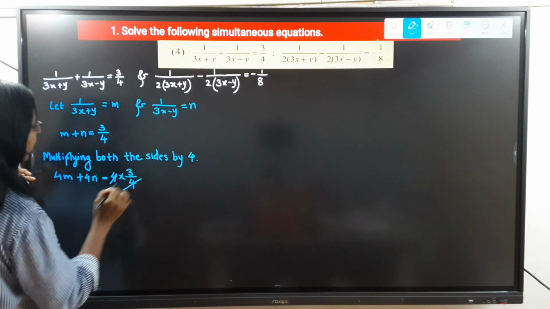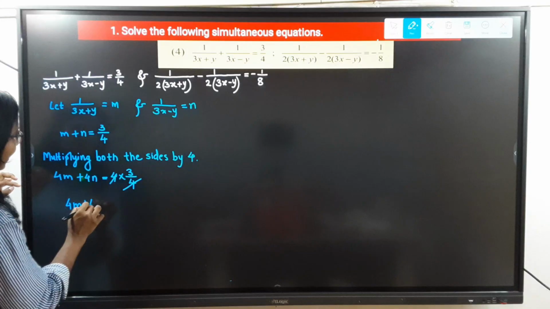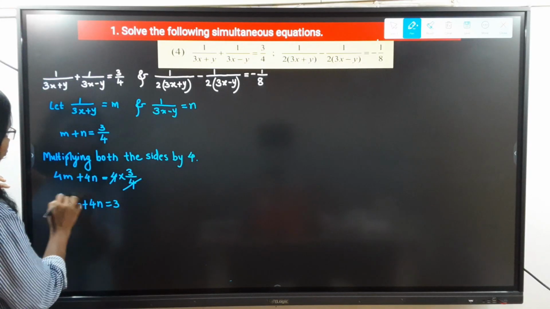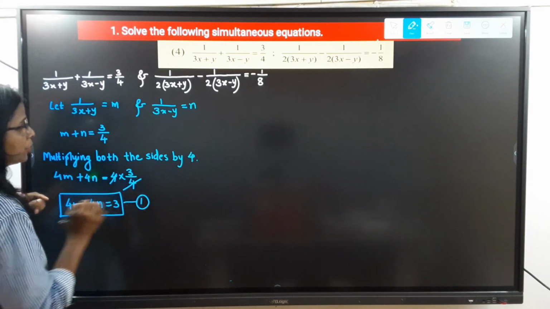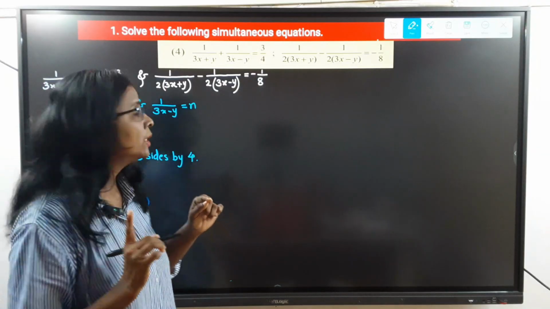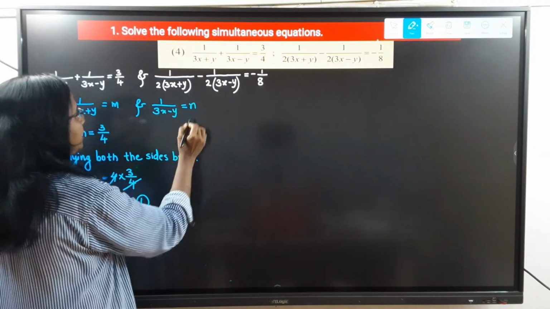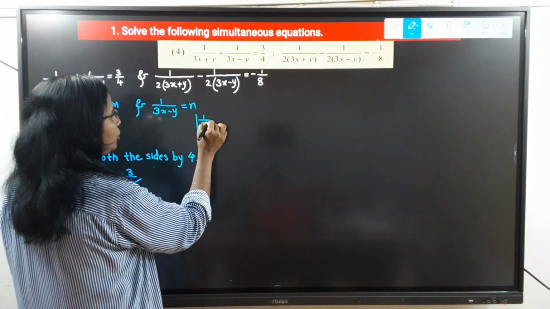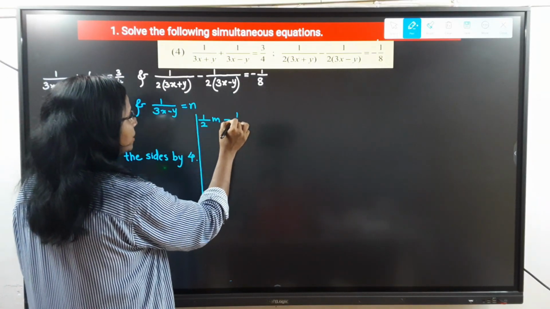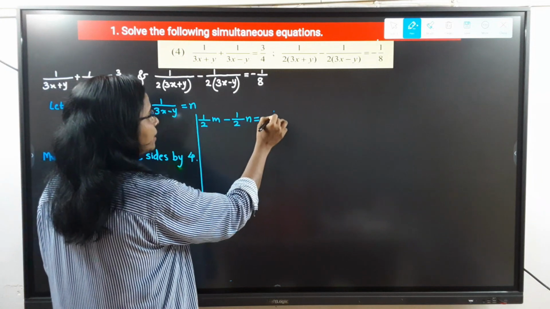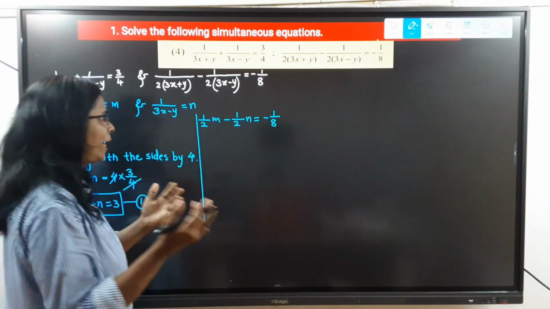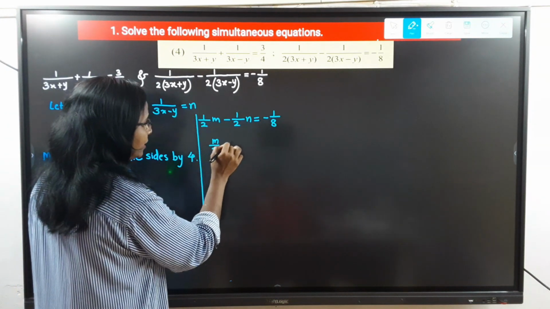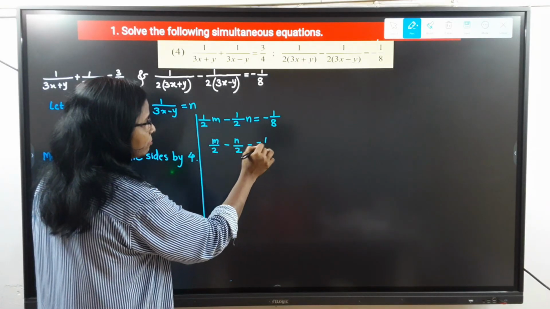So now 4 gets cancelled. So 4m plus 4n is equal to 3. We call it the first equation. Okay students, very easy steps. Now the next one is 1 upon 2 m minus 1 upon 2 n is equal to minus 1 upon 8. So we write it as m upon 2 minus n upon 2 is equal to minus 1 upon 8.